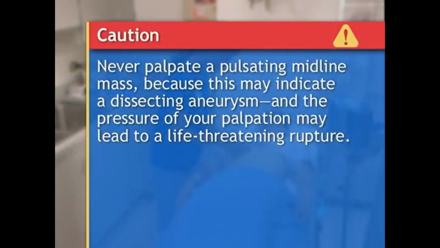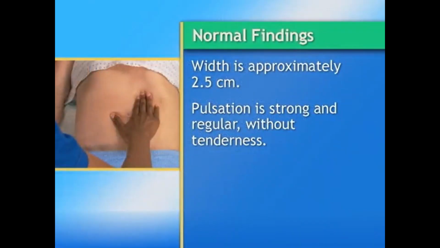Caution: never palpate a pulsating midline mass because this may indicate a dissecting aneurysm, and the pressure of your palpation may lead to a life-threatening rupture. Width is approximately 2.5 centimeters. Pulsation is strong and regular without tenderness.